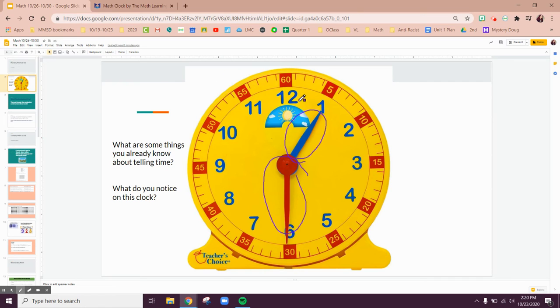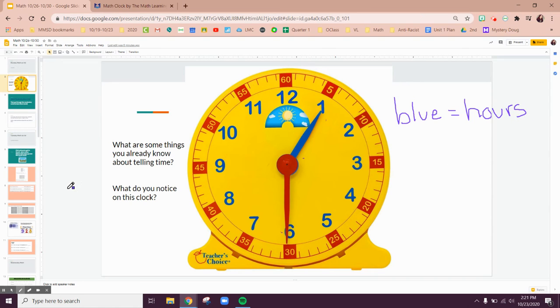The next thing I notice is the blue numbers. Look and see how many blue numbers are there on this clock. The answer is 12. There are 12 numbers. Those represent hours. Okay, so now we know the blue numbers represent the hours on our clock. So what does the blue stand for again? Those are our hours.